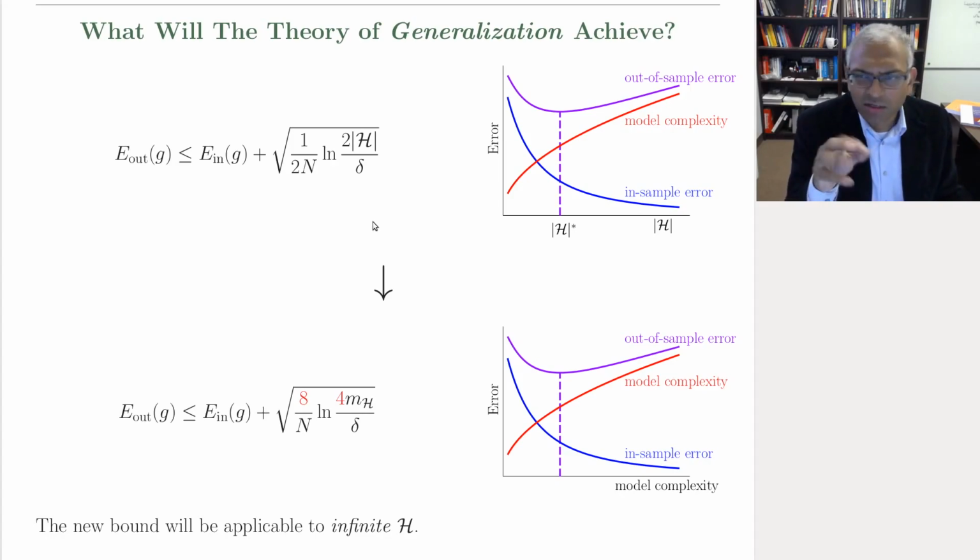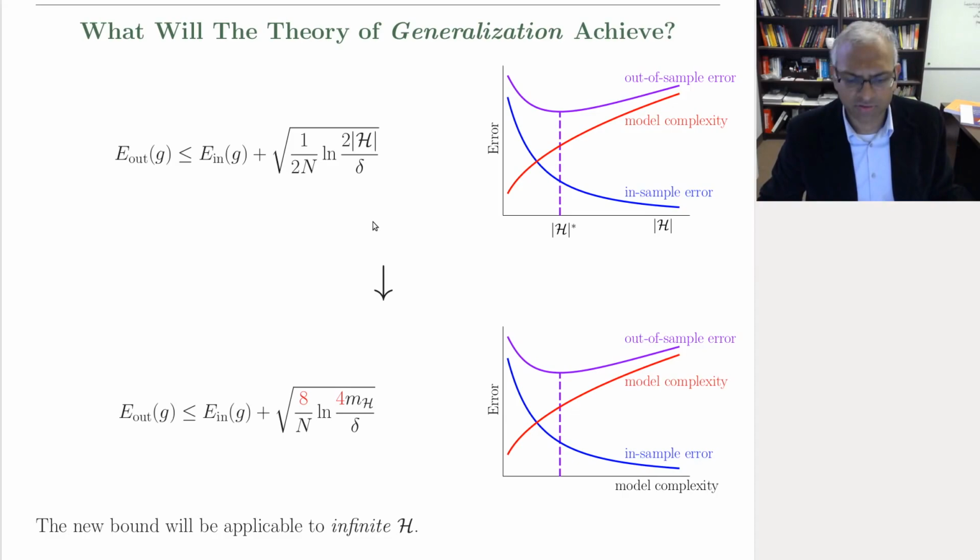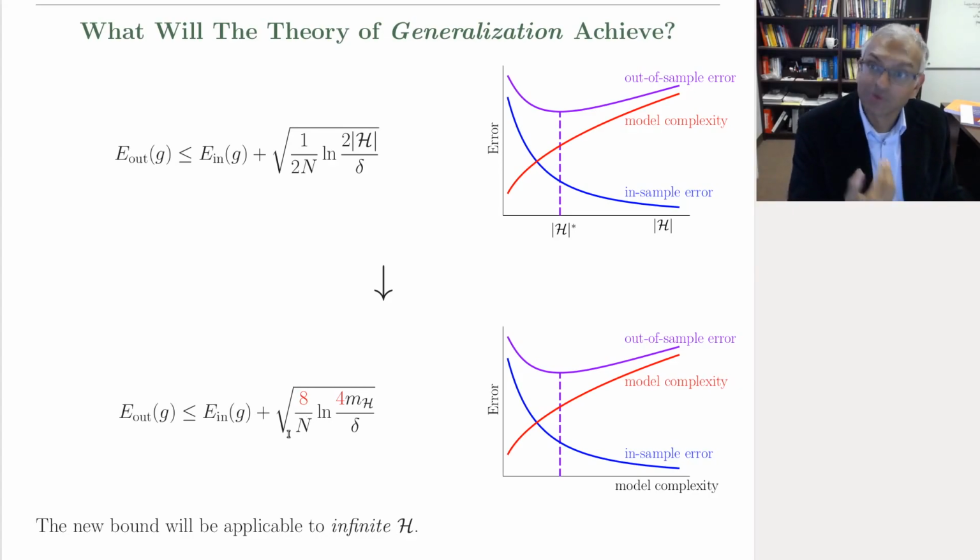Size is a rough estimate of how complex a hypothesis set is. So this new bound is going to be applicable to infinite H. And that means that we can implement our two-step process with infinite H, with a theoretical guarantee for the first step that E out is close to E in. Now, what's going to allow us to do this?